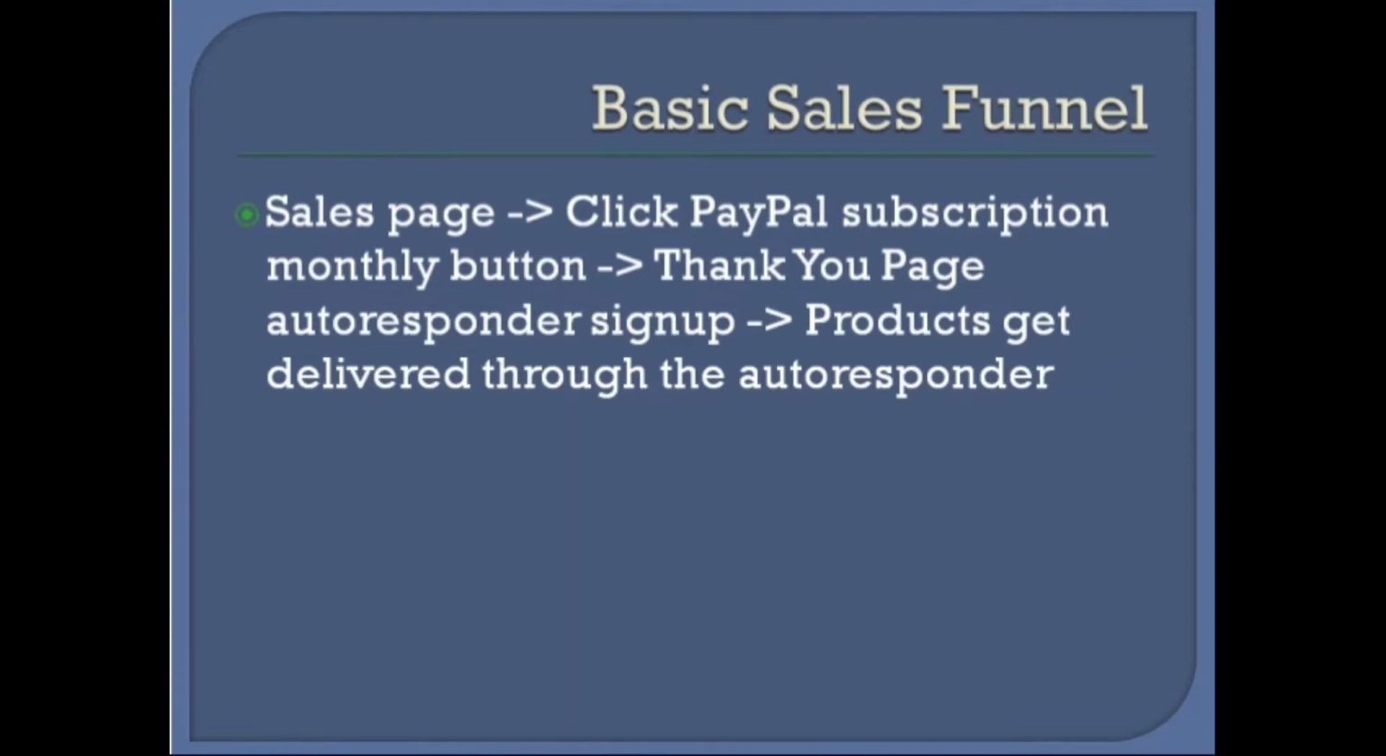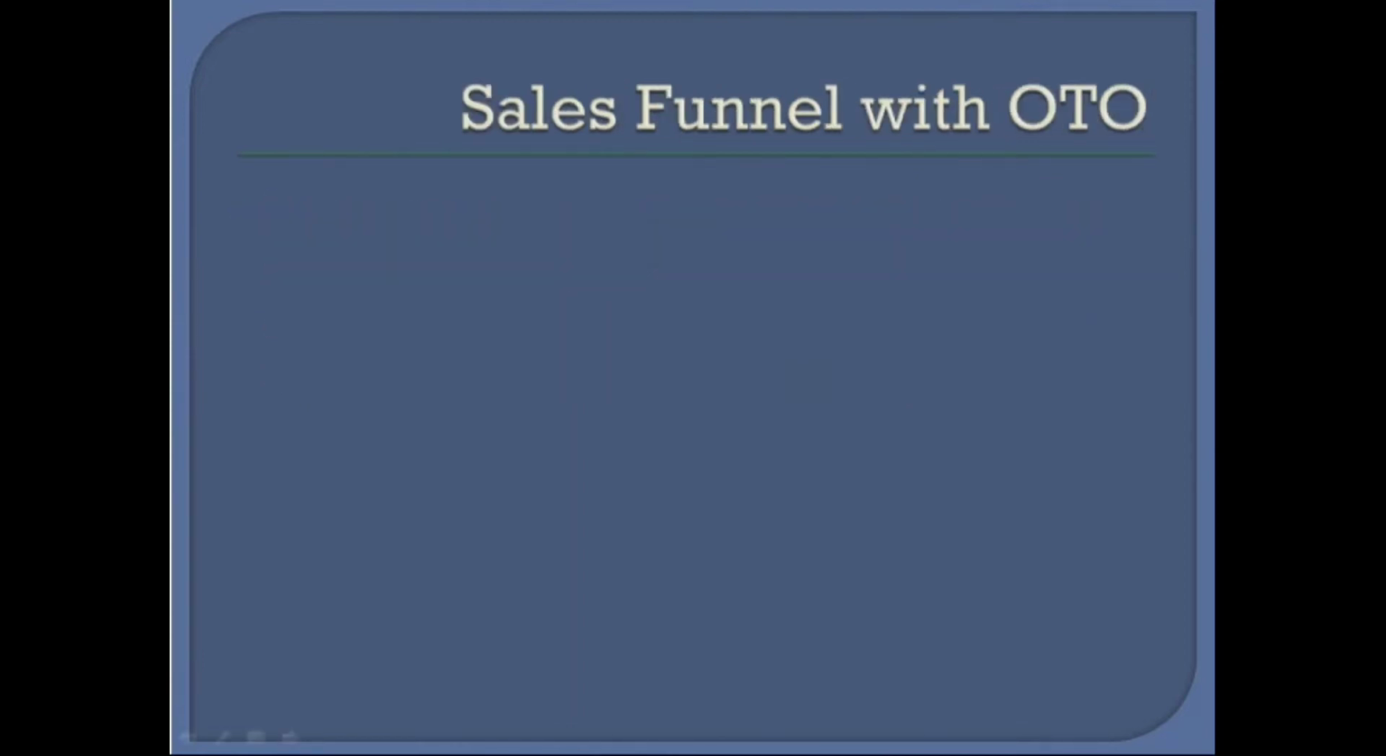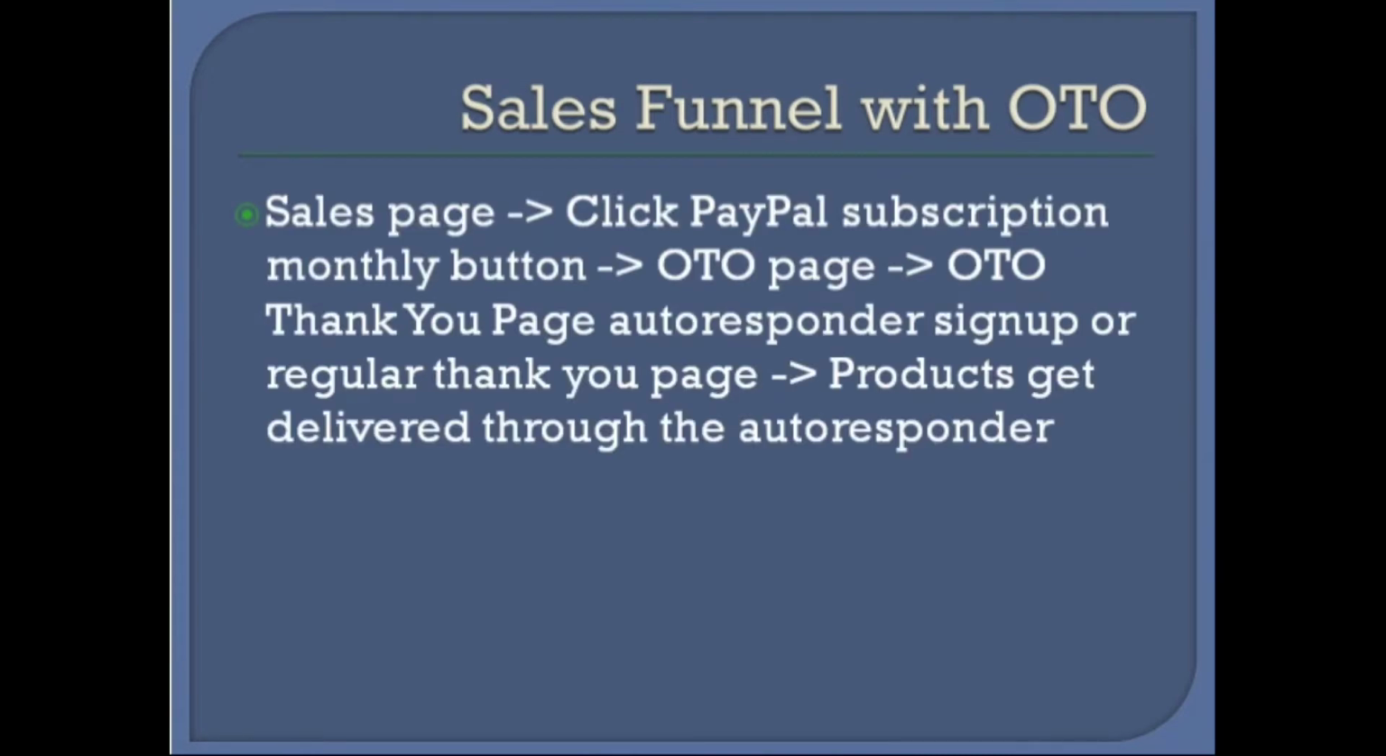Now, if you were to get a little more complicated and add a sales funnel with a one-time offer, it would look like this. You have a sales page, they click the PayPal button, and then after that, they see a one-time offer that says, hey, hold on, we've got a one-time offer here. If they purchase it, then they get sent to the one-time offer thank you page with the autoresponder, or if they say no, then they're sent to the regular thank you page. Then after that, the products get delivered through the autoresponder.